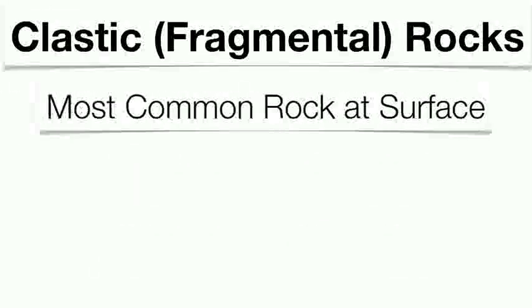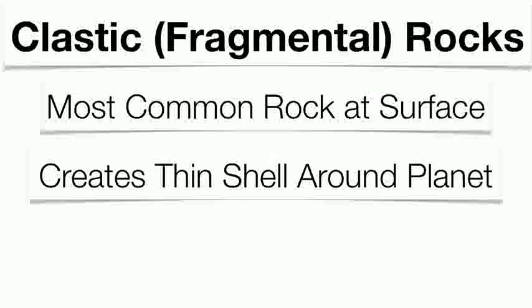Now, your clastic rocks, which are going to be the most common type of rock found at the surface, are going to be very, very important because there's a lot of features in this rock that are unique to sedimentary rocks, which we'll talk about in a little bit. These rocks, because of the features that are found in them and the process that creates them, are going to be the most common type of rock at the surface. They're going to make a very thin shell around our entire planet.